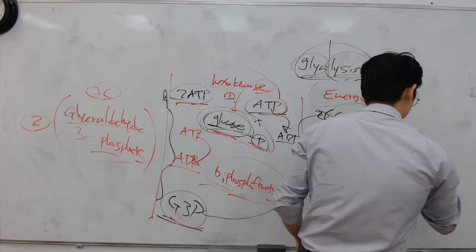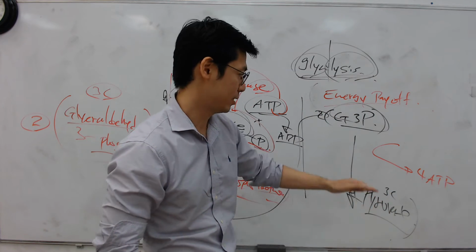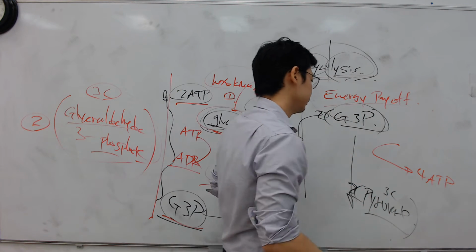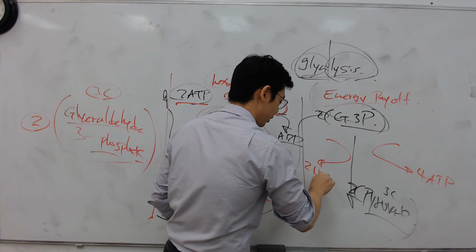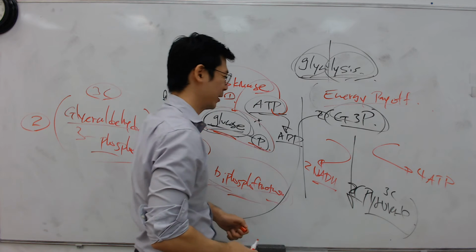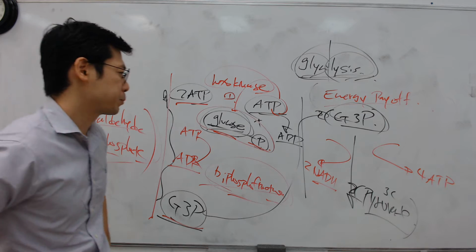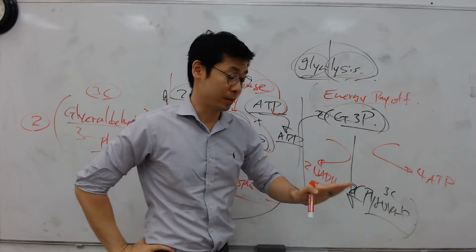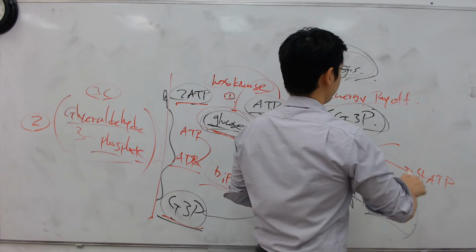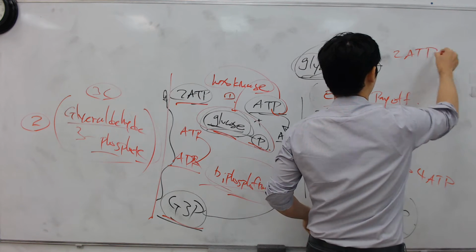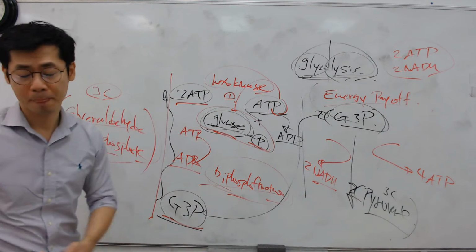You produce 4 ATPs, all by kinase. And it also produces what they call 2 NADH. We have to talk about that. What does it mean? You gotta understand, overall in glycolysis, by the net amount, you get 2 ATP and also 2 NADH.